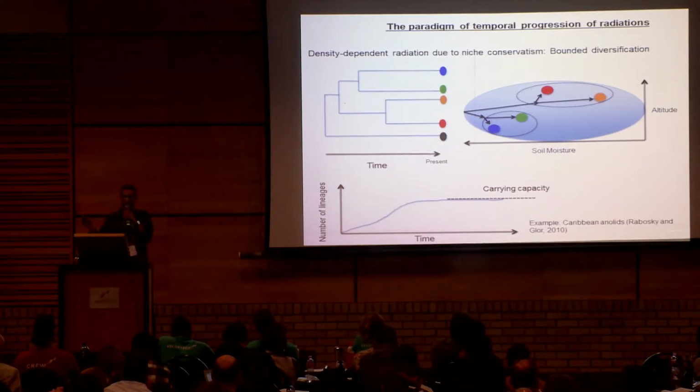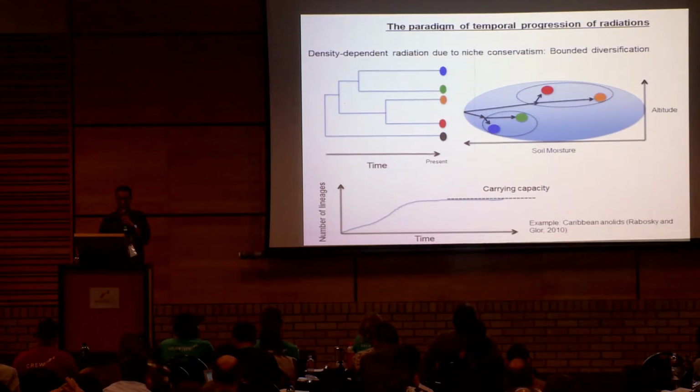One of the best, most beautiful examples, again, is the Caribbean anoles, where there's a dispersal into Caribbean islands. For anoles, they spread to islands, they fill the niches, and that's it. And the topology of the phylogeny looks very much like that.